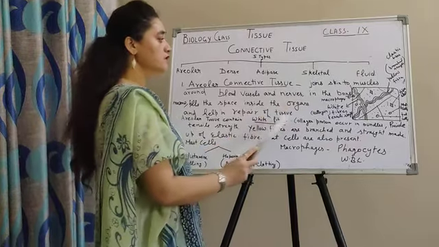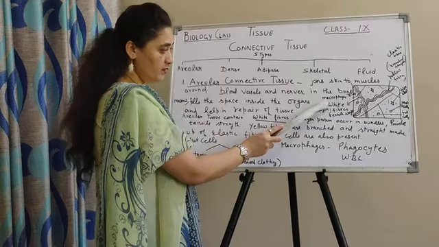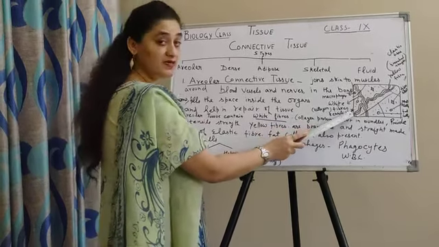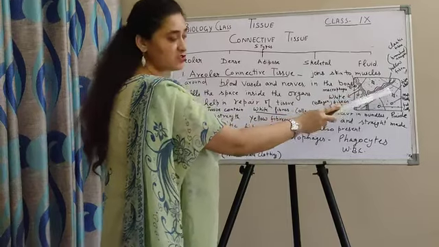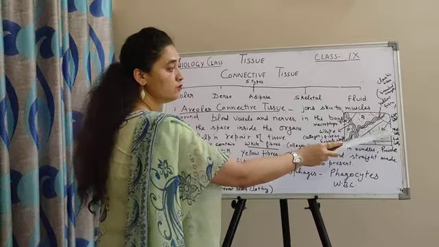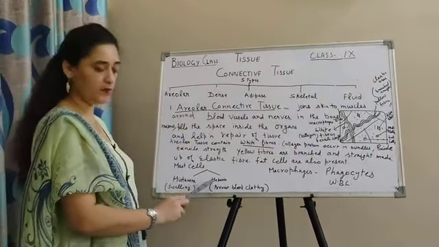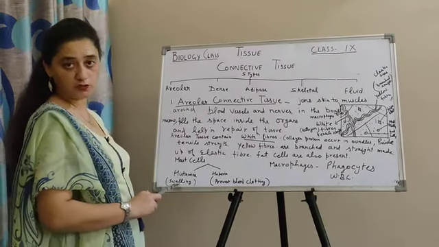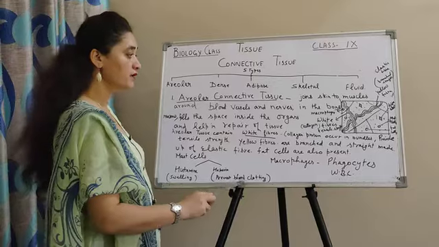Let me repeat all this. Then we have studied about white fibers. They are present in bundles, right? Then I told you about yellow fibers. They are branched, right? They are made up of elastic fiber. Then I told you about mast cells. They contain two types of chemicals, histamine and heparin. The histamine is responsible for swelling if any mosquito bite occurs, and heparin prevents blood clotting.